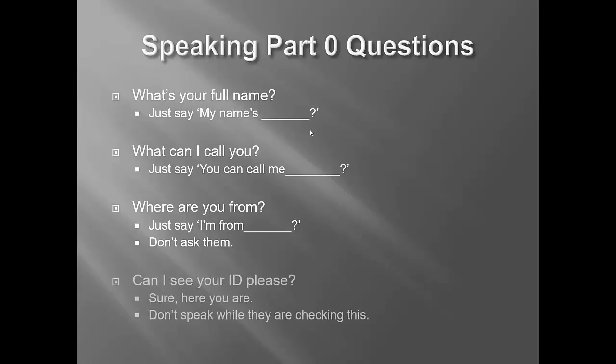So don't ask them. And then the examiner will say, can I see your ID, please? And all you have to do is just say, "Sure, here you are." And don't speak while they're checking it. It's pretty annoying when you're trying to check someone's details and the person is talking or asking questions. So this is the only thing you need to do. "My name's blah. You can call me blah. I'm from blah." And "Sure, here you are." And that's it.